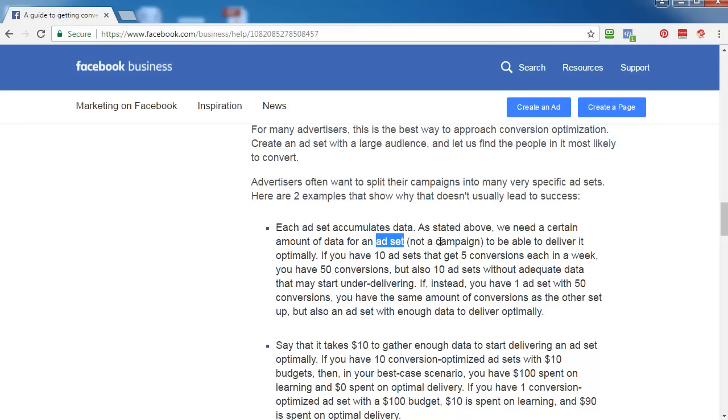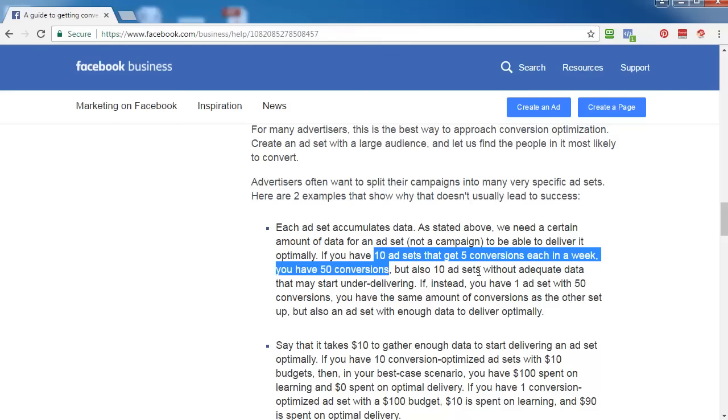So reading this, I mean, in theory, you could have one campaign that you ran every single ad set in, in theory, according to what they're saying. I mean, that's extreme, and it'd be hard to track your profit and loss, but I think that's why they make campaigns, so it's easier to track your profit and loss, and I think that's the only reason they make campaigns. Anyway, to be able to deliver it optimally, if you have 10 ad sets that each get 5 conversions in a week, you have 50 conversions. But also 10 ad sets without adequate data that may start under delivering.